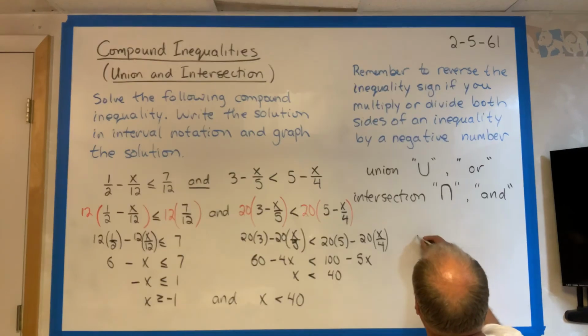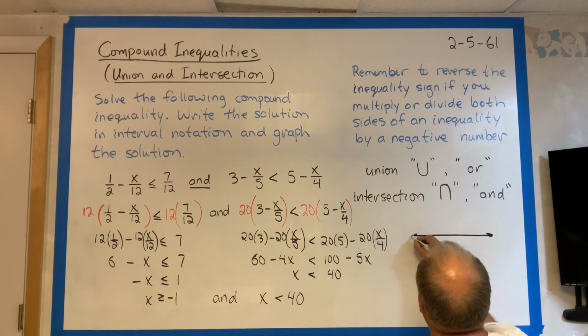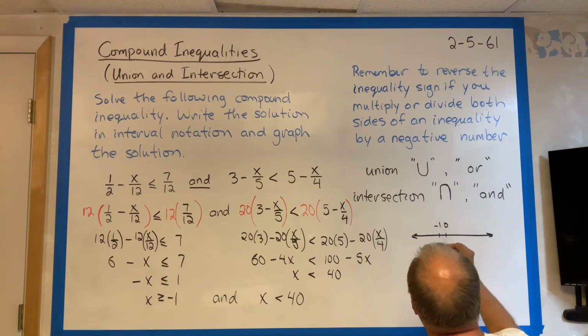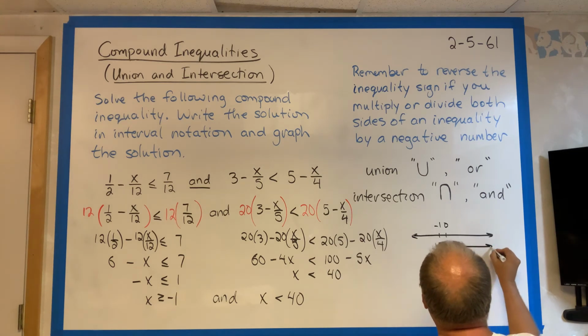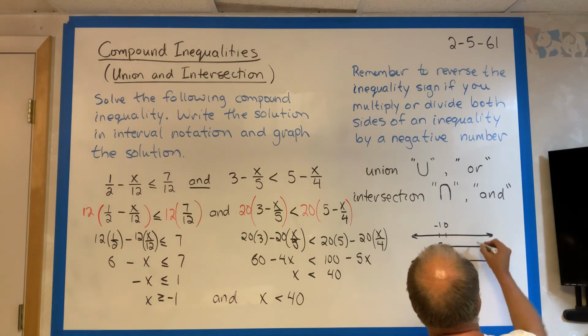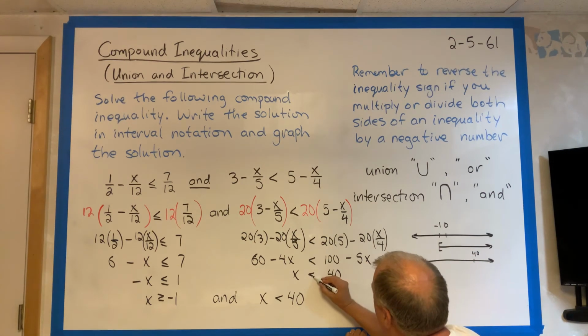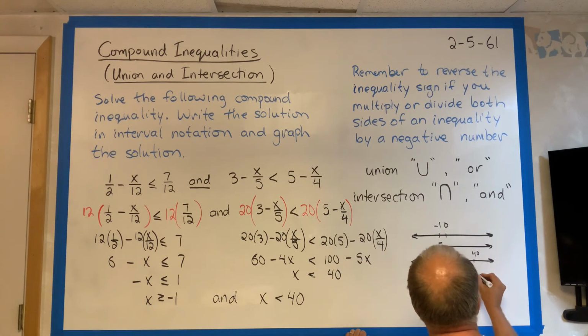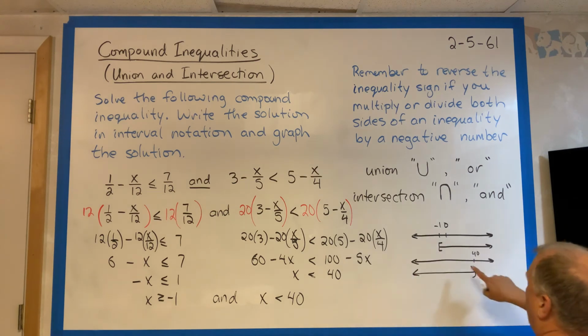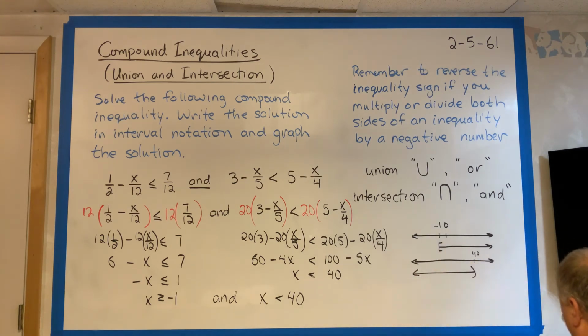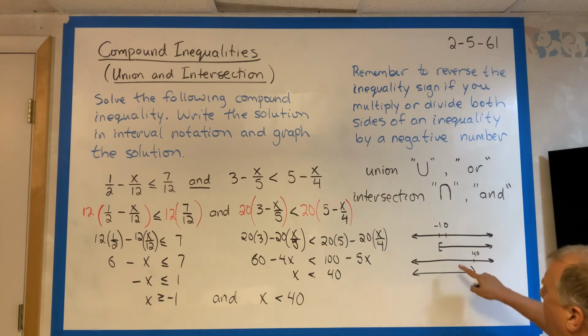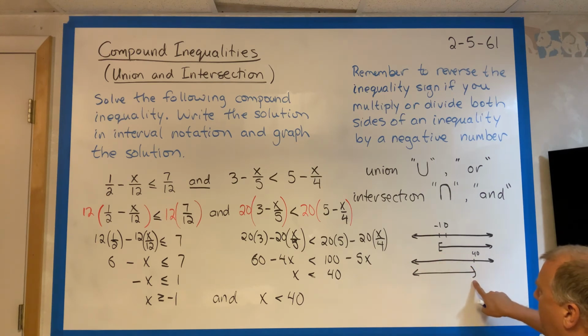In a picture, I could graph the numbers greater than or equal to minus 1 like this. And the numbers strictly less than 40 like this. A hard bracket and a round bracket. And then the numbers that belong to both answers will be bigger than or equal to minus 1 and strictly less than 40.